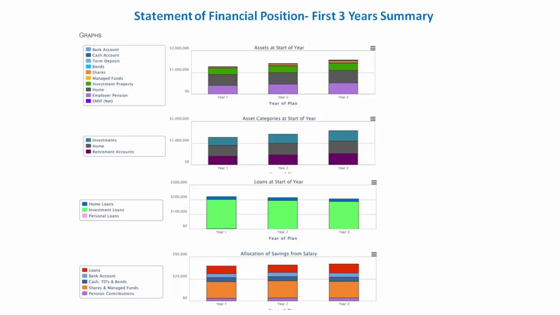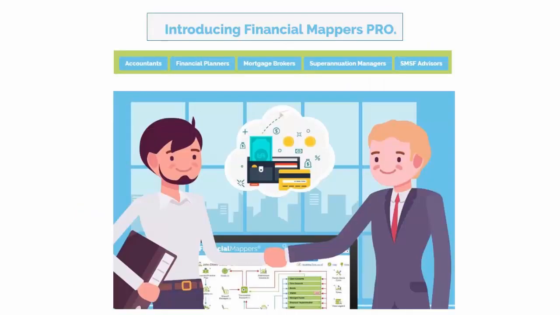That concludes the report. Financial Mappers Pro is a product provided by accountants, financial planners, mortgage brokers, superannuation fund managers and SMSF advisors. This product allows the advisor to share plans with their client and create a report for the exclusive use of their clients.